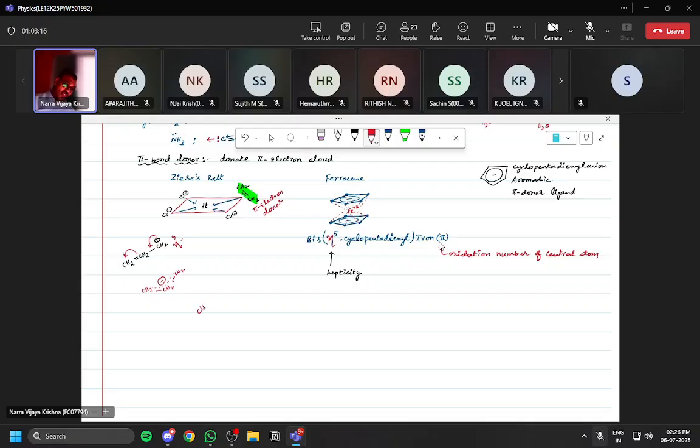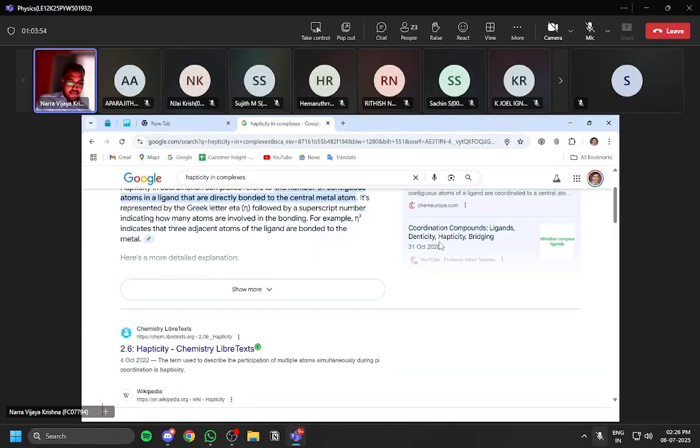If I write the same CH2 double bond CH2, single bond CH2, again single bond CH2 minus, now it is not continuous, because the middle CH2 doesn't involve in delocalization. So continuity is missing, and I should not write eta 4. Is it clear? Understood now the meaning of continuous? Any questions, sir? Now in this case, in Zeise's salt, what will I write? Eta 2. Correct? So see the IUPAC nomenclature of Zeise's salt.